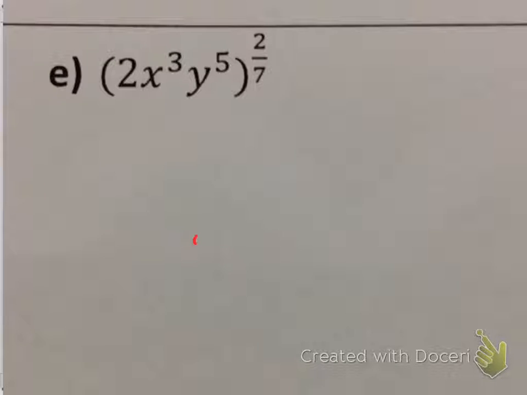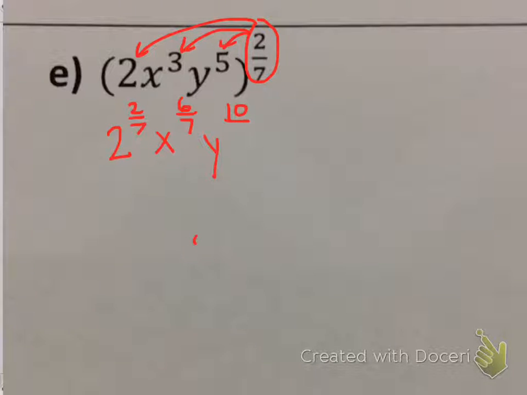This problem right here is a little bit messier. This is the product raised to a power rule, and our power has to go through to all powers in our number. This is 2 to the 1 right here, so when we do our power raised to a power rule, we multiply the exponents. So I would have 2 to the 2/7 power, x to the 6/7 power because I do the 3 times the 2/7, and then y to the 10/7 power.